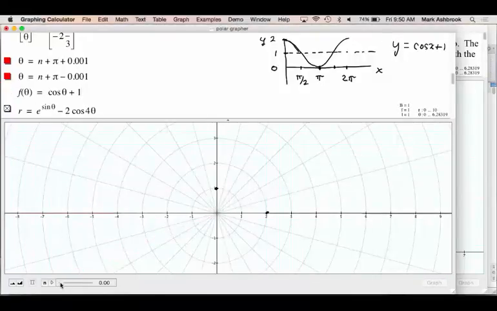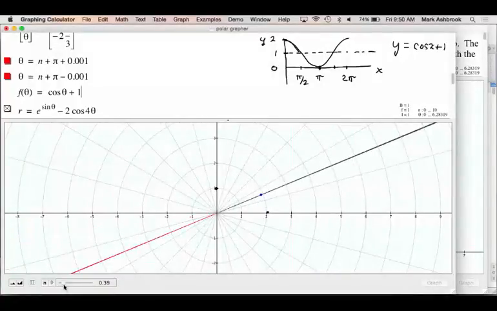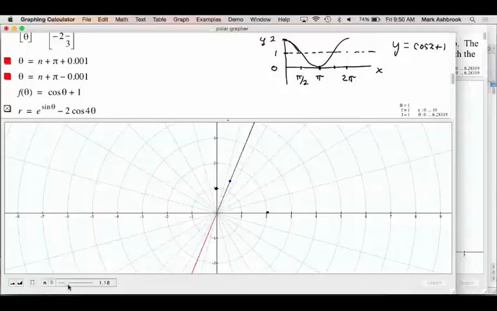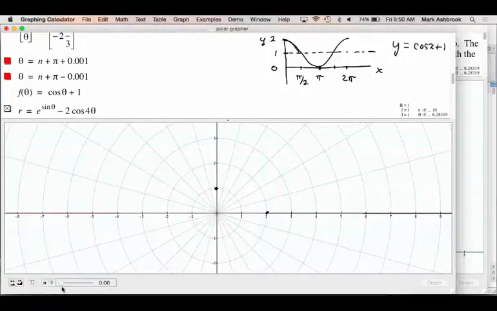So as theta goes from 0 to pi over 2, r decreases from 2 to 1. See how it does that? It's moving towards the pole as theta increases. So it did something like this. As theta increases, r decreases to 1. Did you see it?